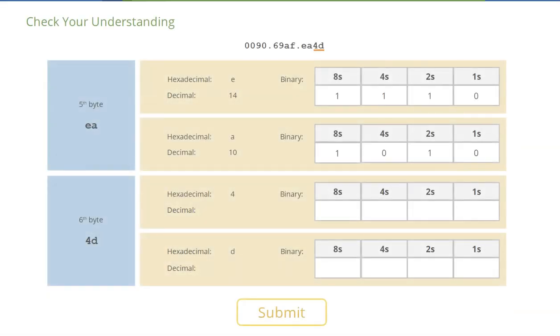We have gone ahead and converted the 5th byte. Now it's your turn. Convert the last byte into its decimal and binary equivalents. Type your answers into the boxes on screen. When you are finished, click Submit.